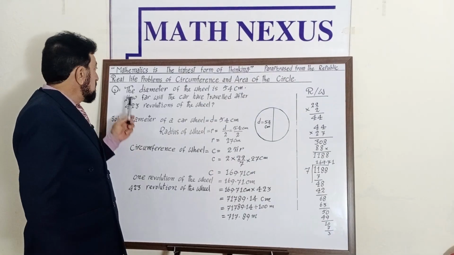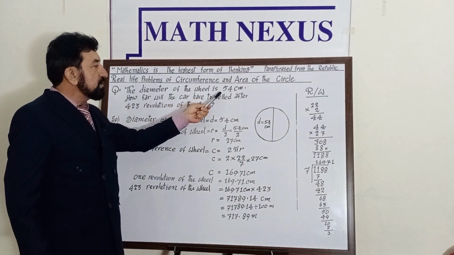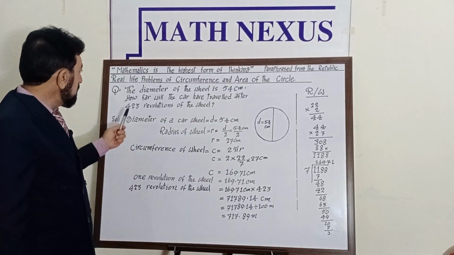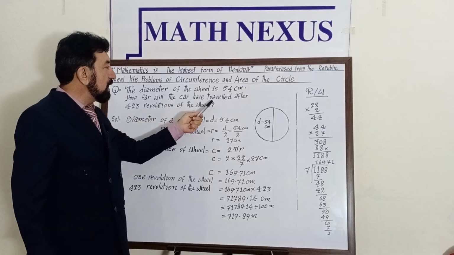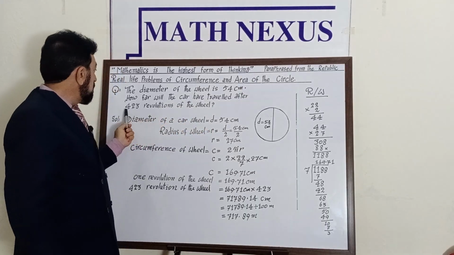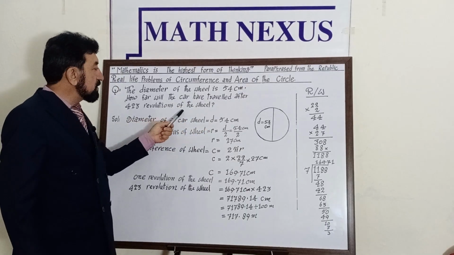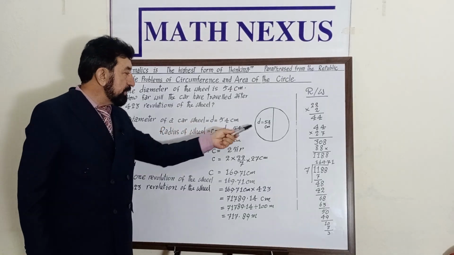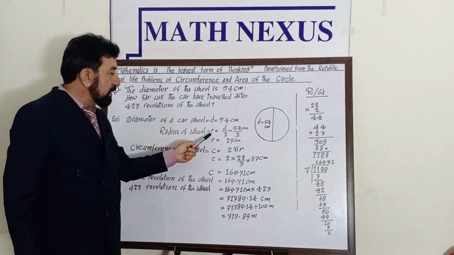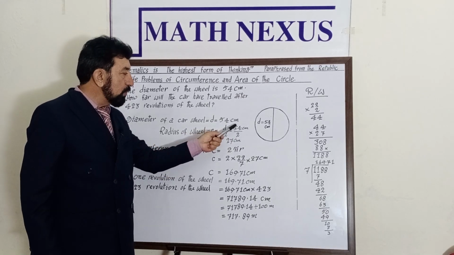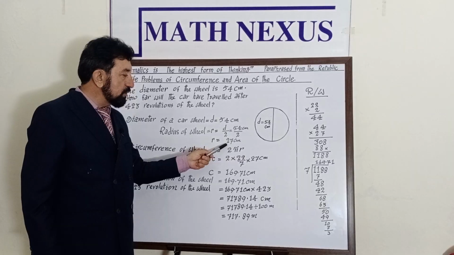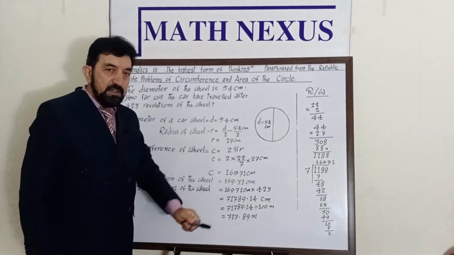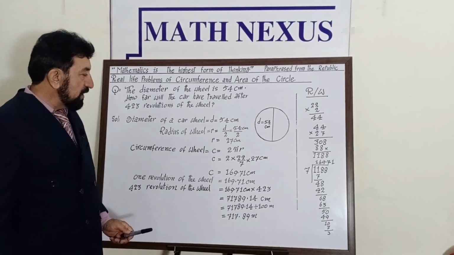Look at the question. The diameter of the wheel is 54 centimeter. How far will the car have traveled after 423 revolutions of the wheel? Solution. Diameter is already given, 54 centimeter. The radius of the wheel r equal to d upon 2 equal to 54 upon 2 centimeter. This is equal to 27 centimeter. It means that the radius of the wheel is 27 centimeter.